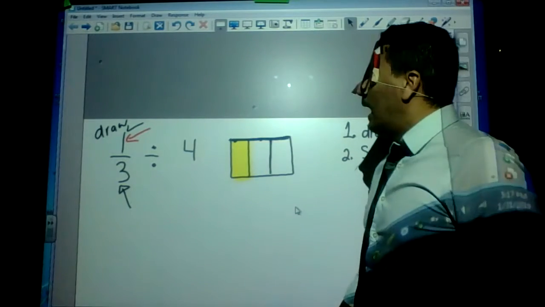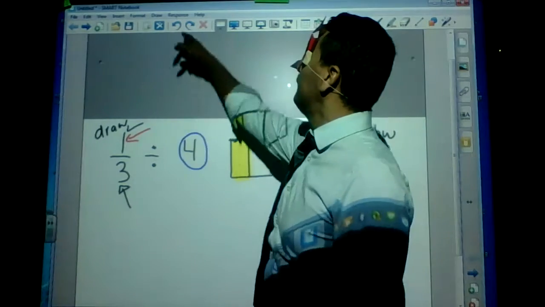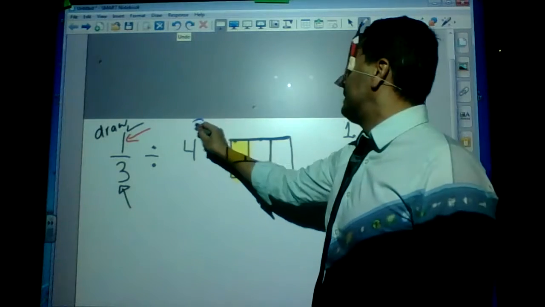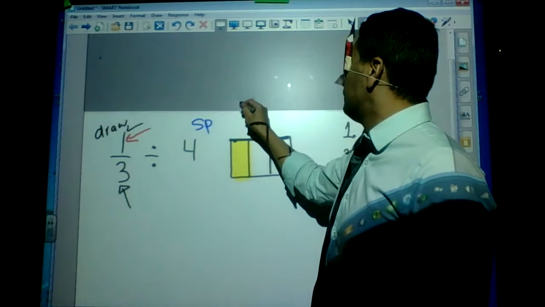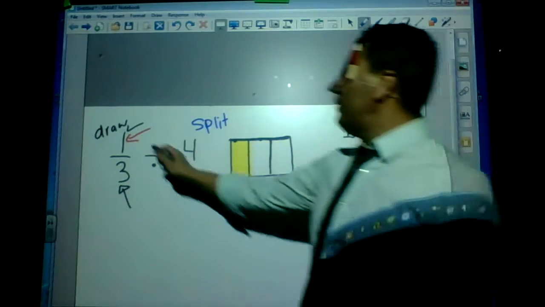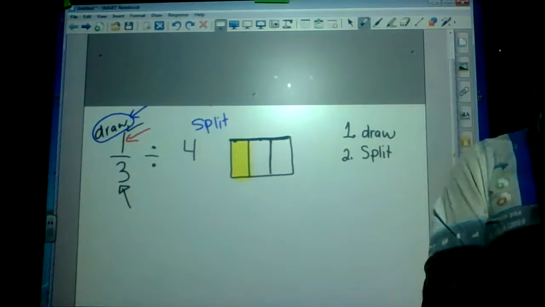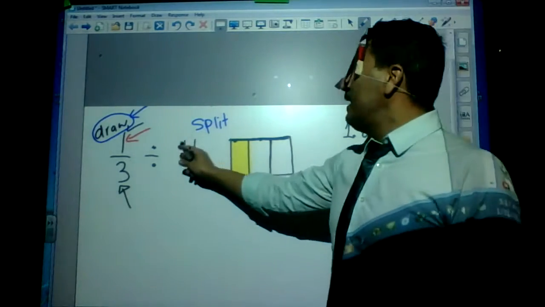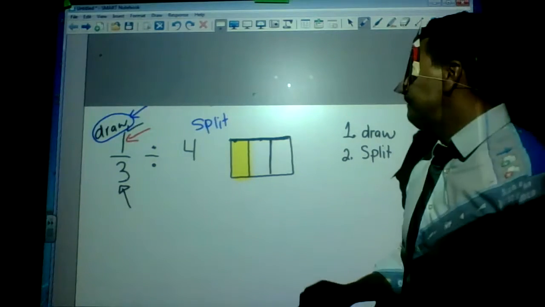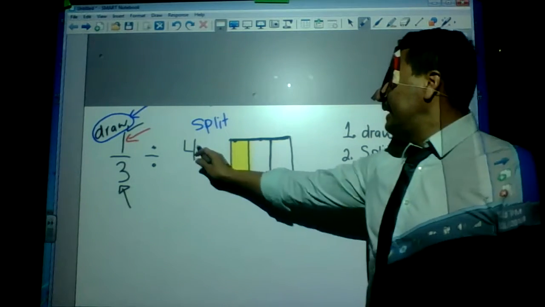Now, my second number right here, this one right here, what do I do with that number? What you do is you split it. Remember, we are dividing, so we have to have something to give away. That's why you need to draw it first. What is it that I'm giving away? What is it that I'm sharing? Then what you have, you split it into little piles or groups. So I need to split this 1/3 into 4.